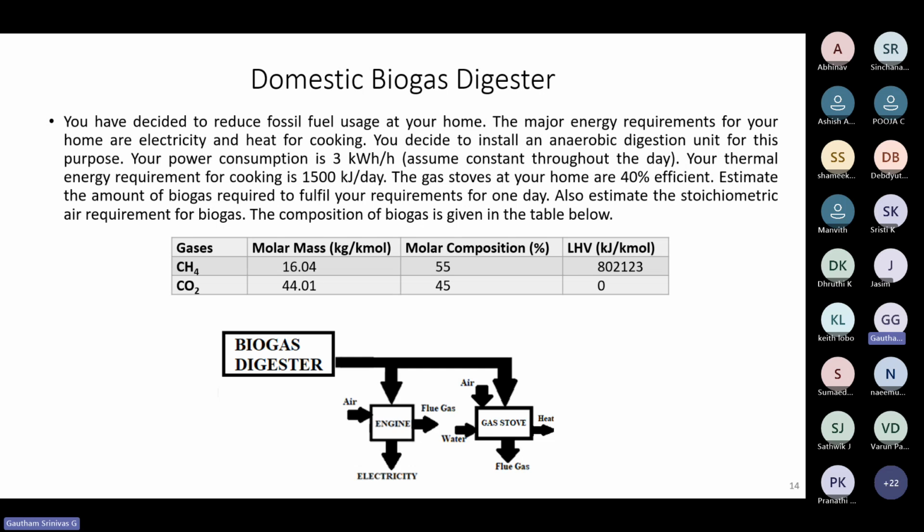Now you have the kilojoule per kilomole. You have the kilogram per kilomole. Now you need kilojoule per kilogram. You just have to take whatever number you got here, divided by this. That will give you the LHV in kilojoule per kg. Okay. Got it? If you don't get it, please ask me. Yes, sir. Got it.